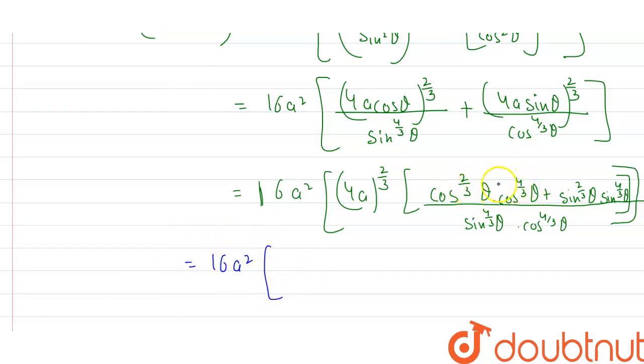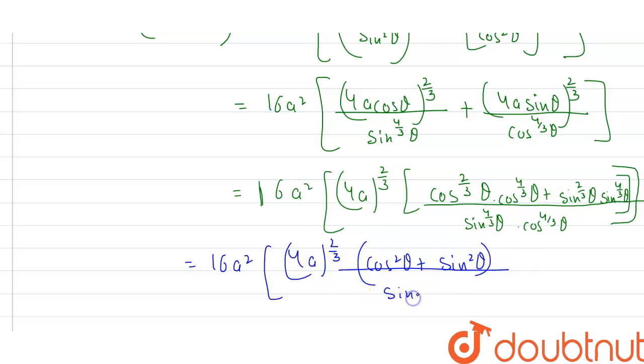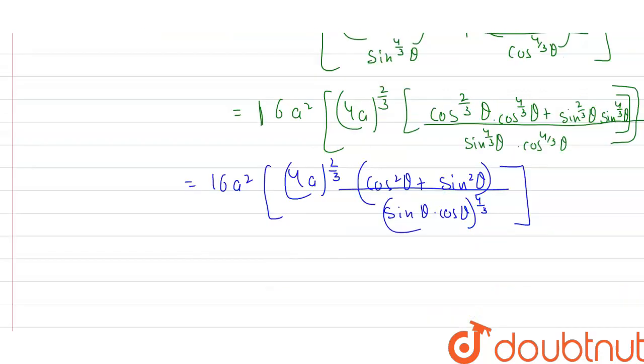will become cos square theta, right? 2 plus 4 is 6, and 6 divided by 3 is 2. So writing the same method, 4a to the power of 2 by 3, this will become cos square theta plus sine square theta, and divide by sine theta cos theta to the power of 4 by 3.